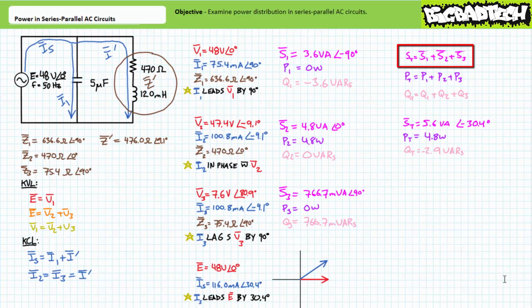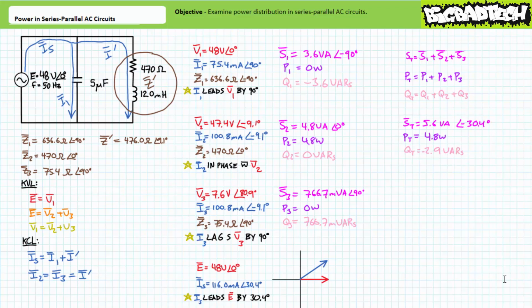You note the inductive and capacitive reactive powers are of opposite polarity and serve to moderate each other's influences in this larger circuit. Substituting in our given values yields a total apparent power figure of 5.6 volt amperes at an angle of negative 30.4 degrees. Resolving this into its real and reactive components demonstrates total real power to be 4.8 watts and total reactive power to be negative 2.9 VARs.